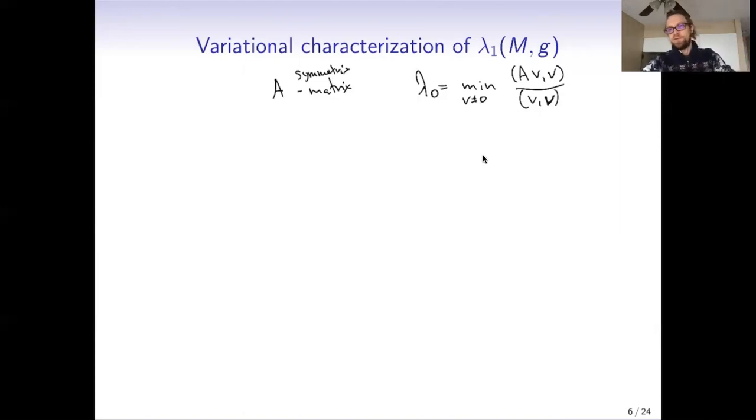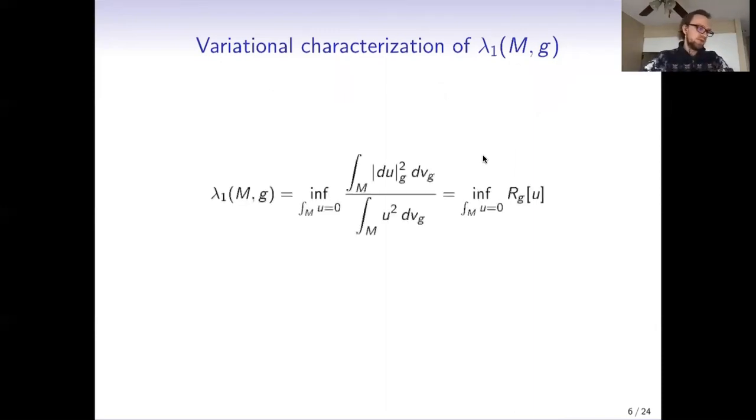The similar characterization works for the Laplacian on infinite dimensional space, right? So for self-adjoint operators on infinite dimensional space, and for example, for lambda 1, there's this characterization, right? So you need to ask something about your function u, namely you ask it to be orthogonal to the first eigenspace, right? So the first eigenspace is just constant functions. So you ask for it to be orthogonal to constant functions, which means that the integral is 0, right? So lambda 1 is the infimum of this ratio. So the integral of the differential squared, the L2 norm of the differential, divided by the L2 norm of the function.